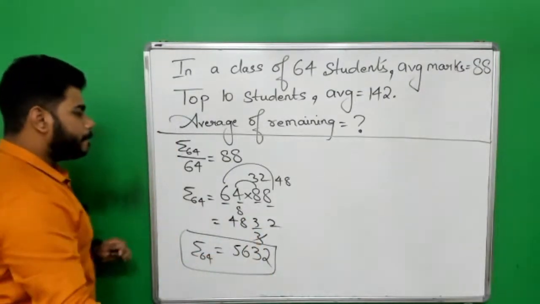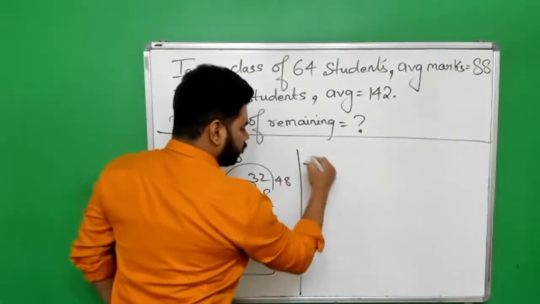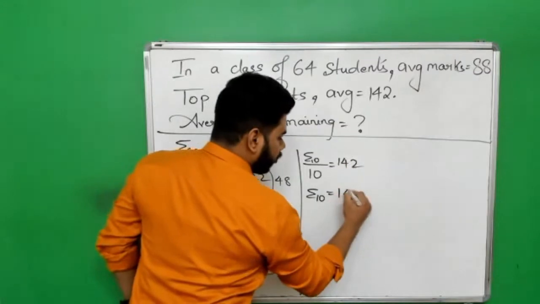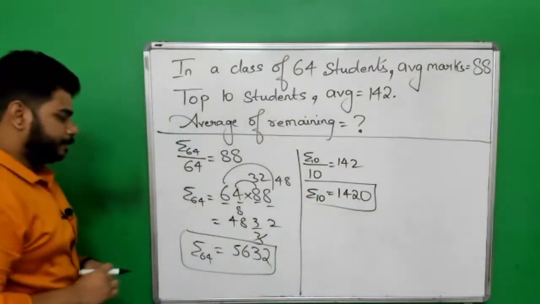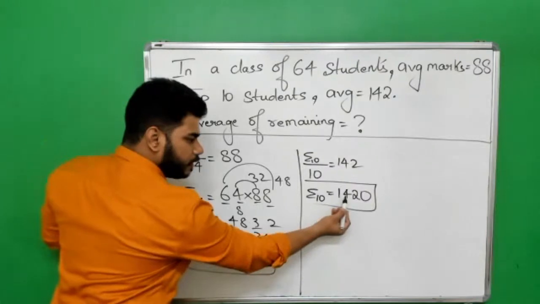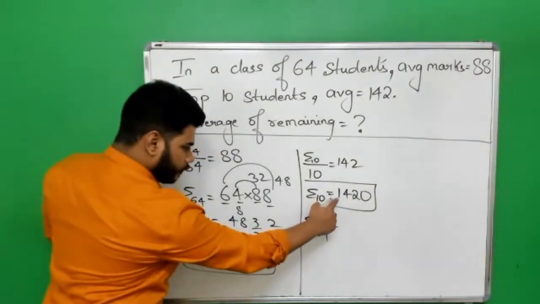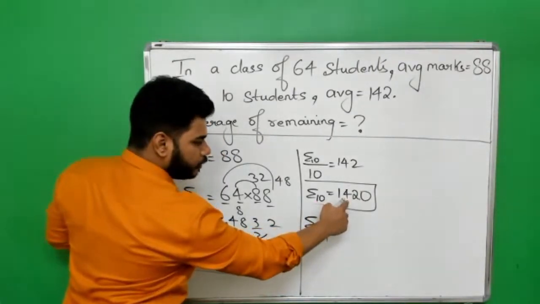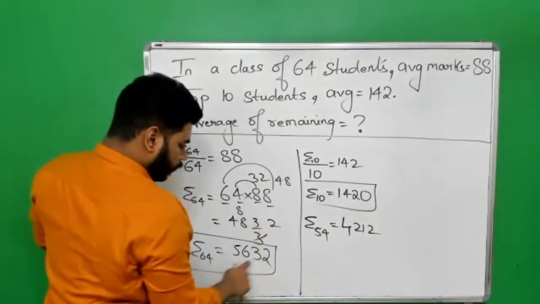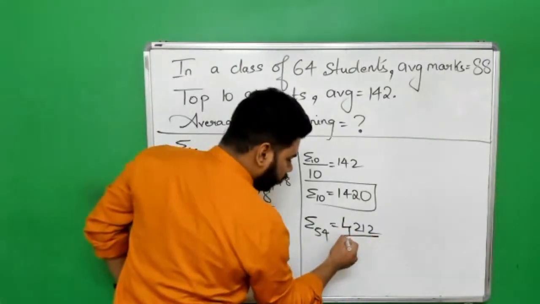So 5632, correct. Now, the top 10 students, what is their average, sir? 142. If the top 10 students' average is 142, can I say the total will be what, sir? Total will be 10 into 142, that is nothing but 1420. Sir, 64 people have scored a total of 5632 and 10 students have scored 1420. So the remaining 54 students are scoring how much, sir? 5000 minus 1000 is 4000. 4600 minus 400 is 4200. 4212. Am I right?